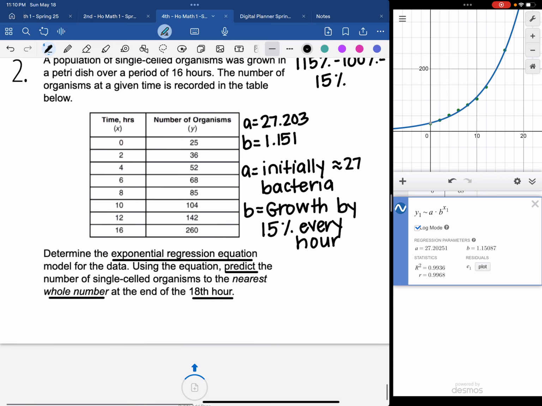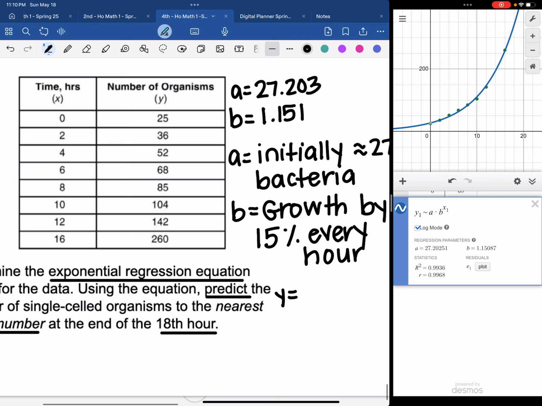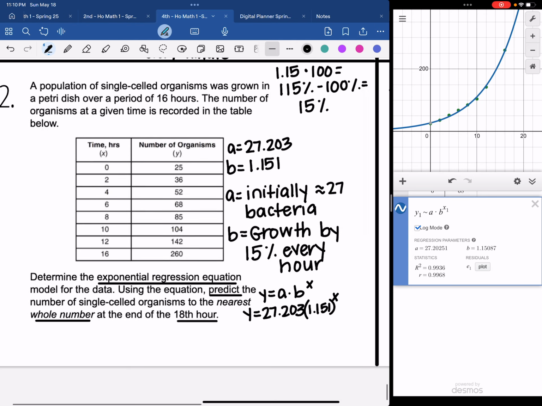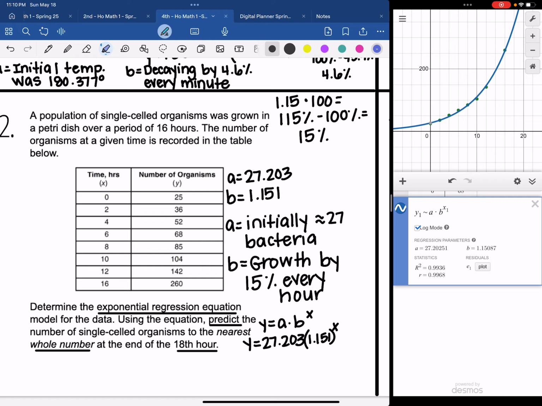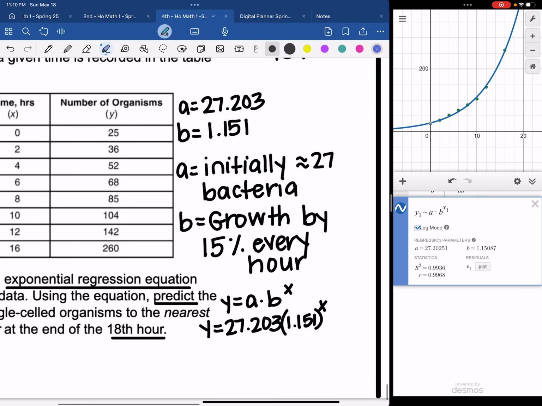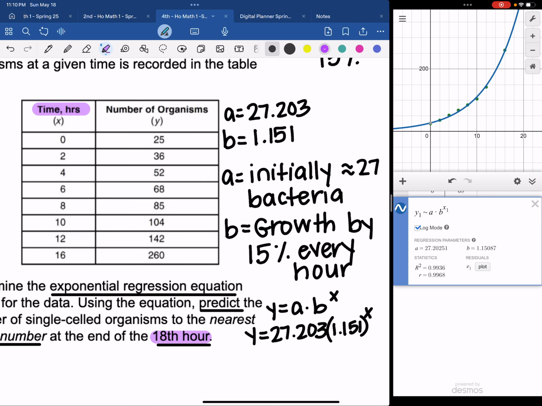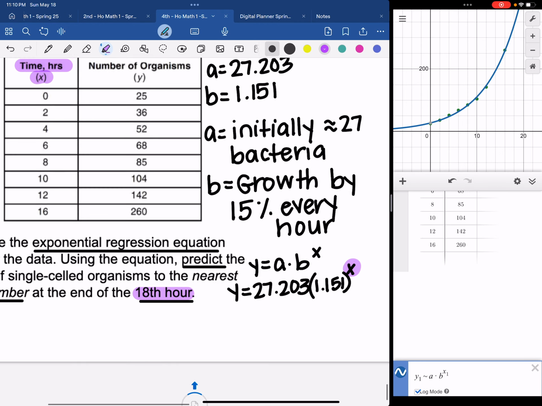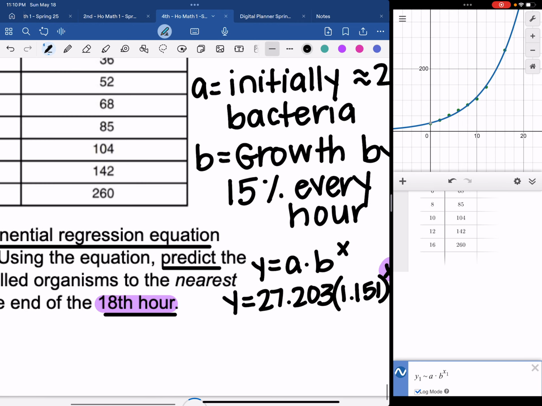But again, they want us to make a prediction. So we need to actually write our best fit model. So we're going to say y equals A was 27.203 times my base is 1.151, and we're going to raise that to x. Now, this is where the prediction comes in. We need to make a prediction, and that prediction, we're going to substitute in for x. So the 18th hour, hours is the x value. So we know we're going to substitute that in for x. And once we do that, it's going to help us to make a prediction about how many bacteria in this petri dish on the 18th hour.